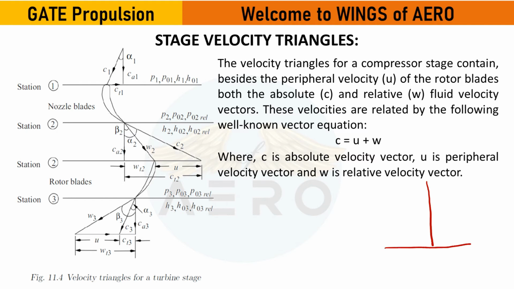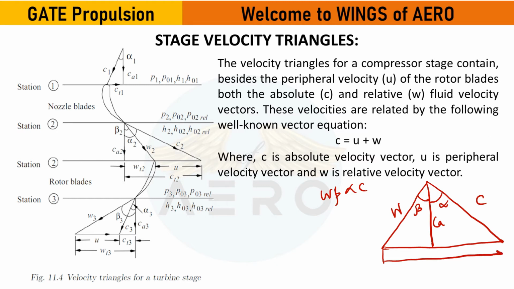Yes, ma'am. Okay. So what is the difference? Do you remember this? W, beta, alpha, C, right? This is W, this is C, this is CA, this was the beta value, this was the alpha value, right? And the complete one was the U. You remember this? Yes.